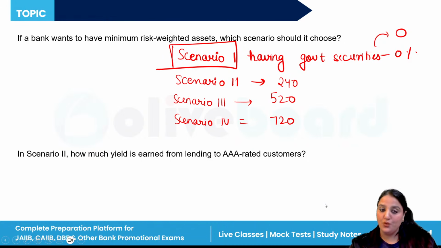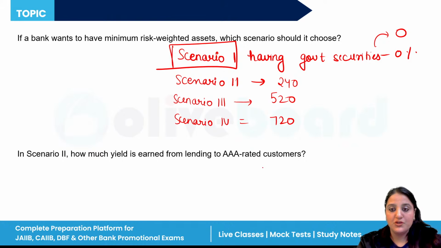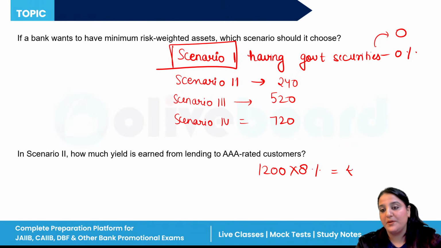In scenario 2, how much yield is earned from lending to AAA rated customers? How much AAA rated are there? 1200 in the second scenario. We have to calculate the 8% of these 1200. So 1200 multiplied by 8% is equal to rupees 96. This is the answer.